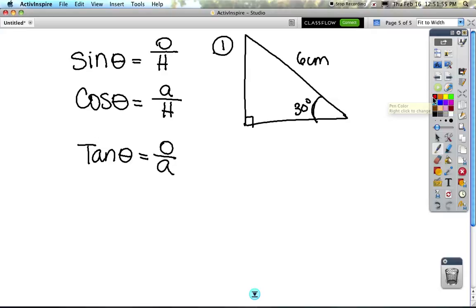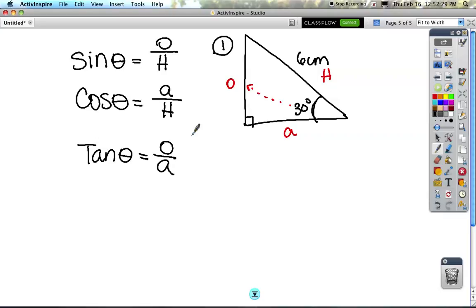What am I going to label the 6? H. What am I going to label the vertical piece? O. And what am I going to label the horizontal piece? A. Now, they want us to find O, and they want us to find A. So, a lot of times, my students get confused, and they're like, I don't know what to do at this point. Well, basically, I want you to cover up the A. So, physically cover it up.